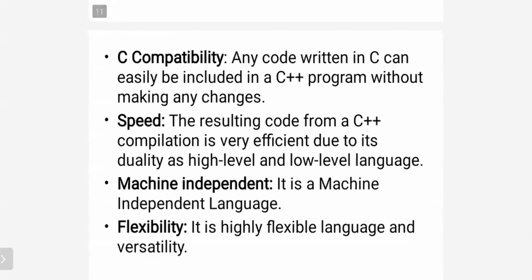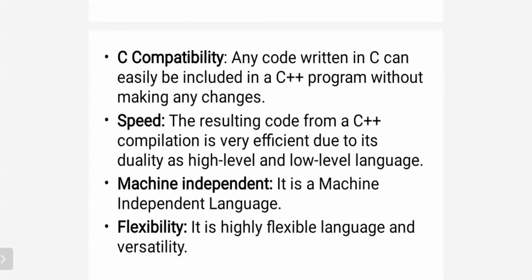The next characteristic is C compatibility. C compatibility means, as I already explained, C can be used to implement the C++ language. All C programs are valid in C++ programs. Clear? Earlier, before 1980, whatever programs or applications were developed using the C language, those programs are still used in updated versions.